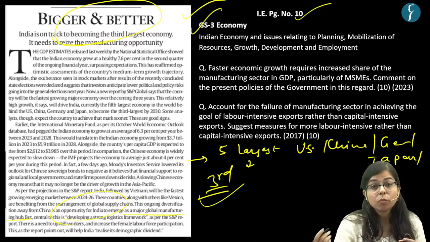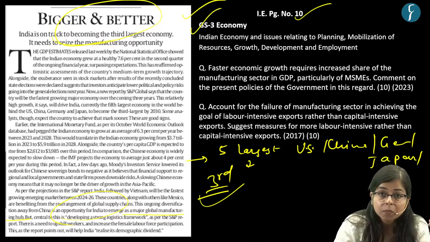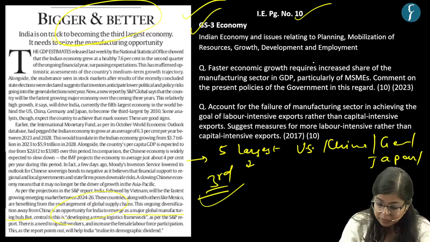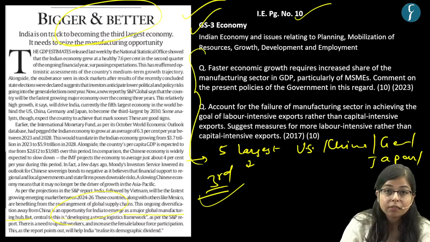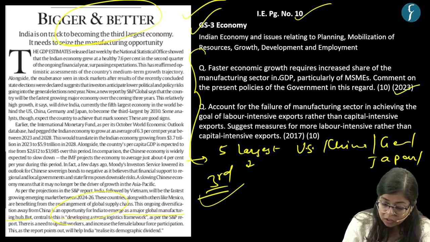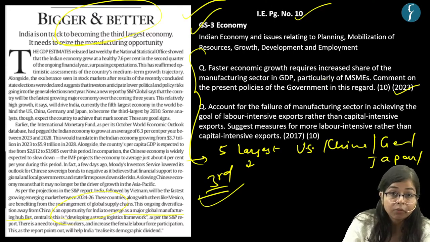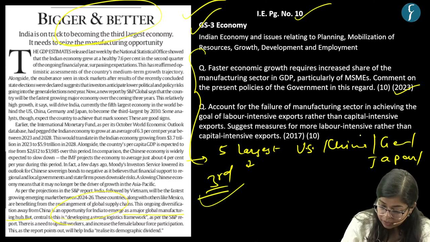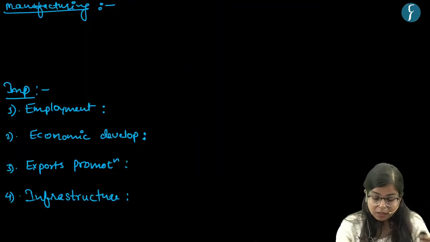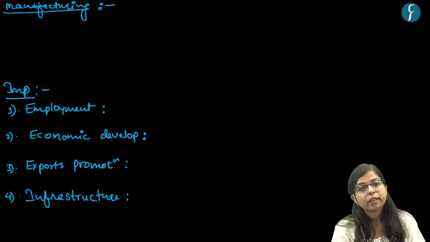And now why is this topic important for us? This is important for our GS paper 3 economy under the syllabus of Indian economy and issues related to planning, mobilization of resources, growth, development, and employment, right? And based on this, in the previous years, we saw questions. In the year 2023 also there was a question regarding that faster economic growth of the country requires increased share of the manufacturing sector in GDP, particularly that of MSMEs, right? And there was another such question which was asked in the year 2017, right? So let's proceed further and see some nuances related to this topic.